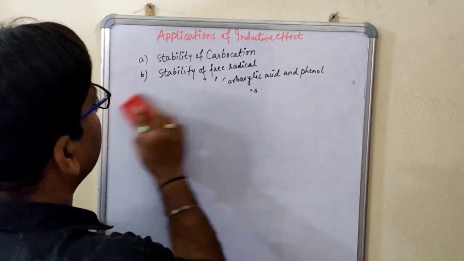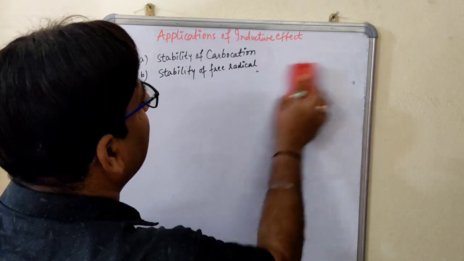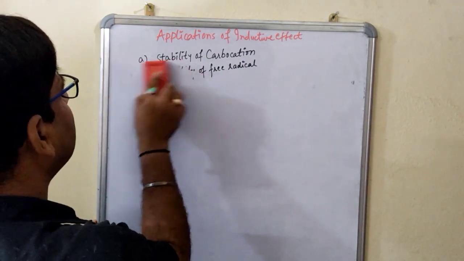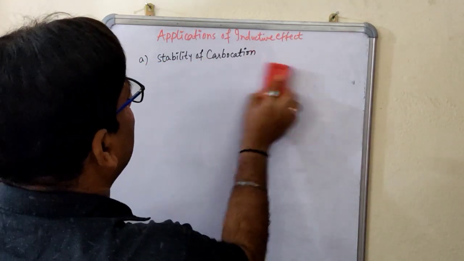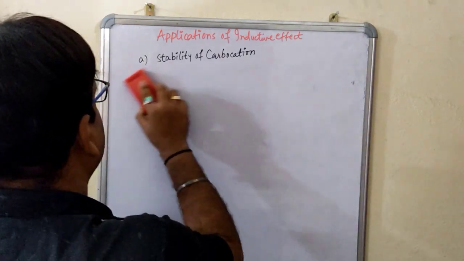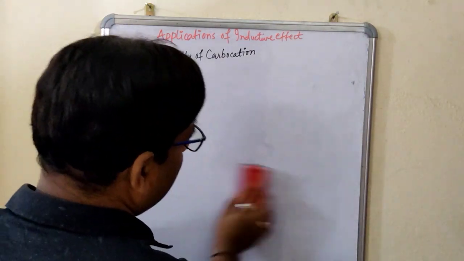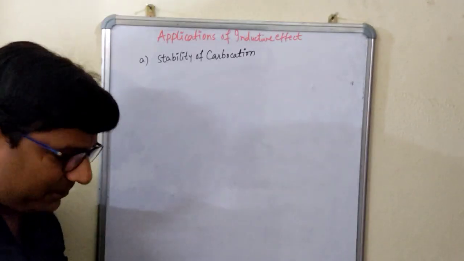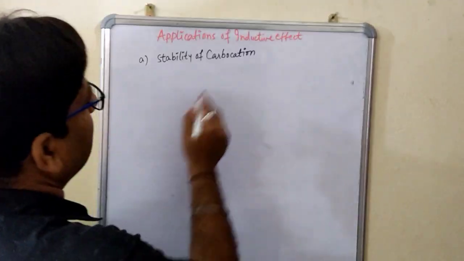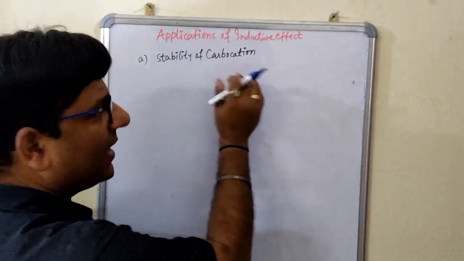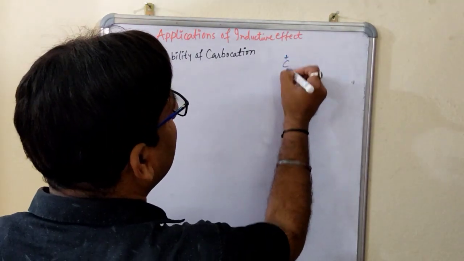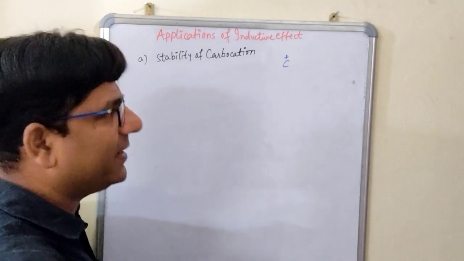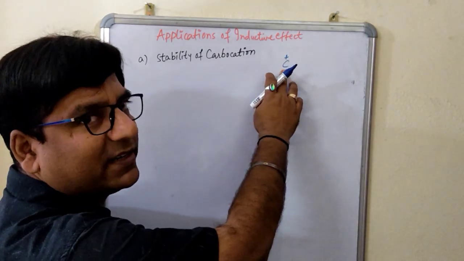So one by one we will study all the applications, students, and it is very easy, and questions basically ask from this only, the applications. You have to study the applications of the inductive effect. Now in the first one, you know about the carbocations. Carbocations means carbon carrying the positive charge. Now this is electron deficient in nature.